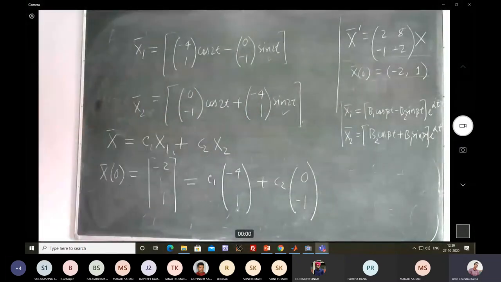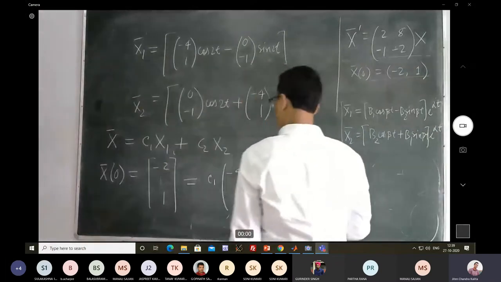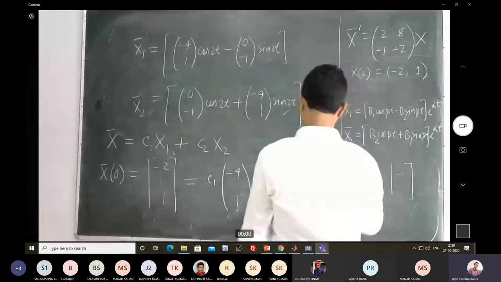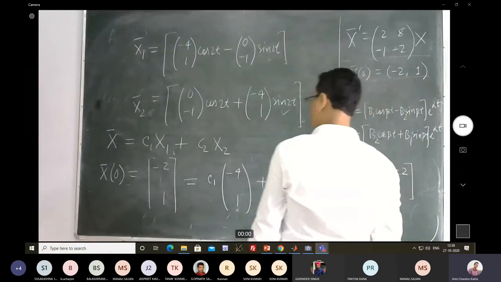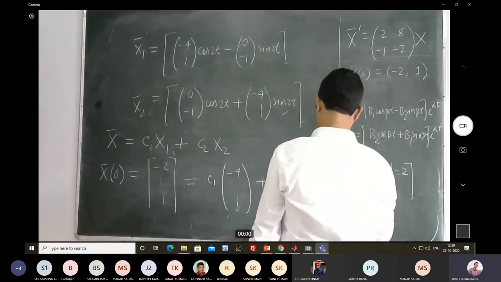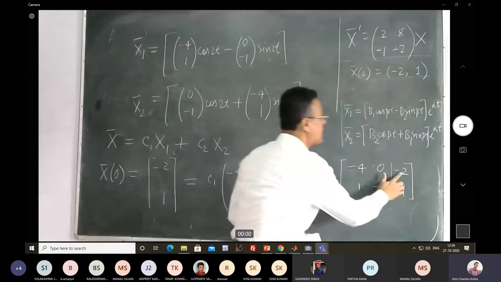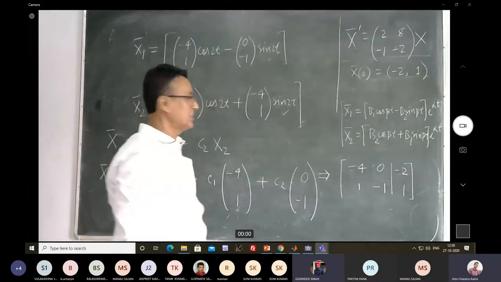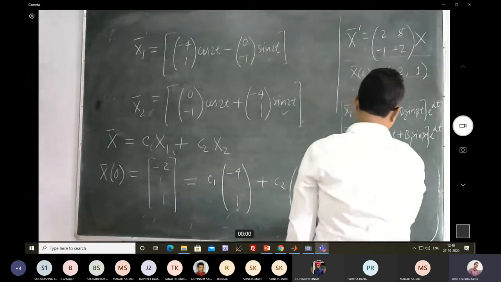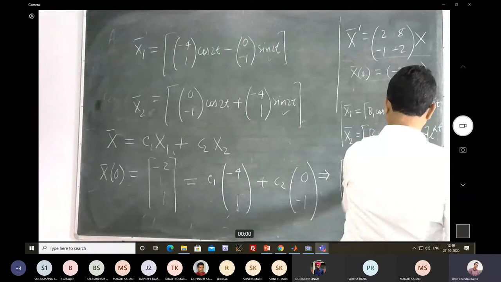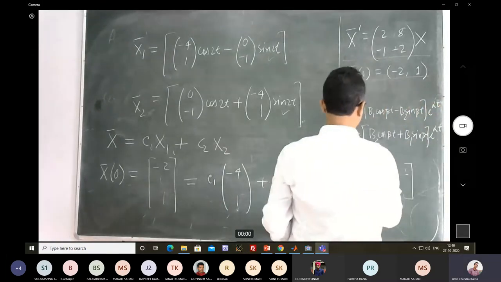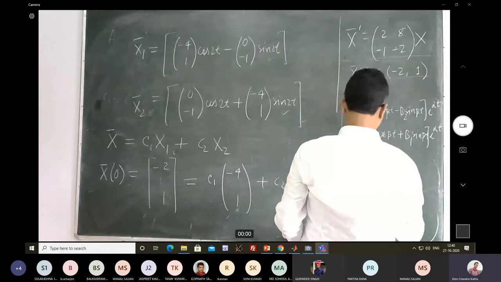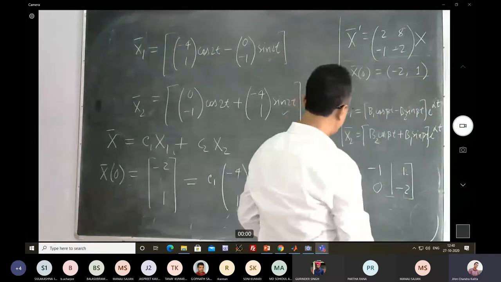Now, if I want to solve for C1 and C2, I have to solve for this augmented matrix: (-4, 0, -2) and (1, -1, 1). Are you comfortable with this? What I'm doing here? Okay, so I'm going to exchange these two rows: (1, -1, 1) and (-4, 0, -2). Now let me make this 0.